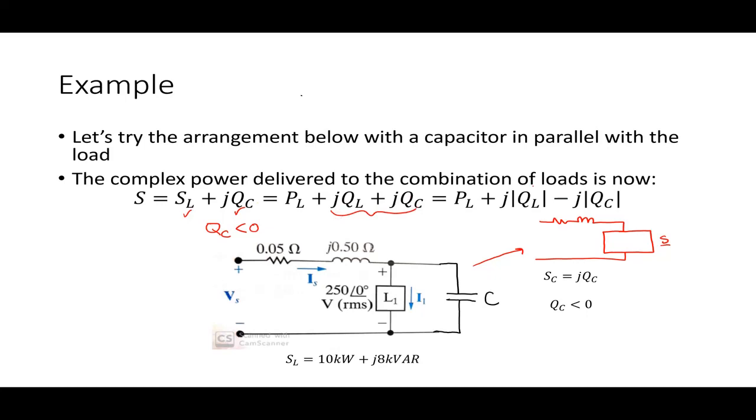And just to be clear that the capacitor has a negative, the way I've written this here is I've said S equals PL plus JQL absolute value, to represent the fact that my existing load has a positive Q and that my capacitor has a negative Q value, right? So basically, in this case, I'm saying that QC is equal to the negative of the absolute value. I'm doing that on purpose, as we'll see as we go forward, right?